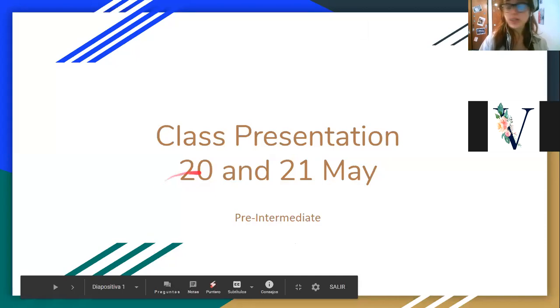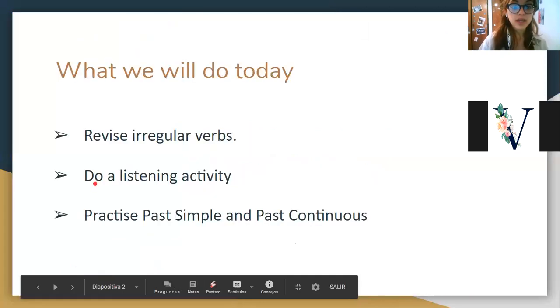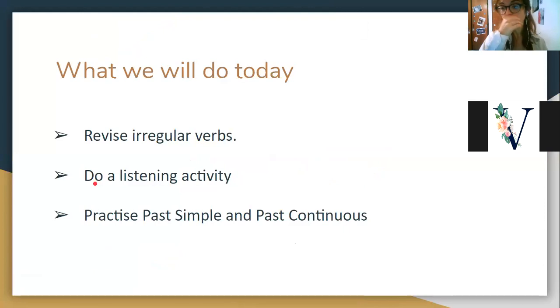So today is Wednesday, 20th of May, and this is what we are going to be doing today. We're going to be revising irregular verbs. When did we use irregular verbs? Do you remember that with a certain tense, we had regular and irregular verbs? What were they?